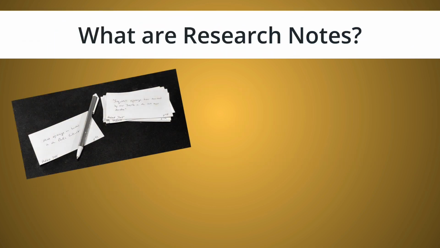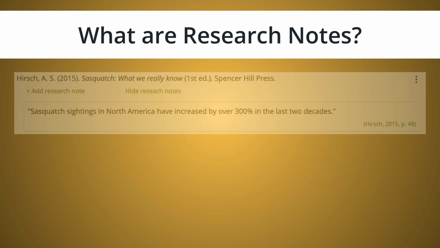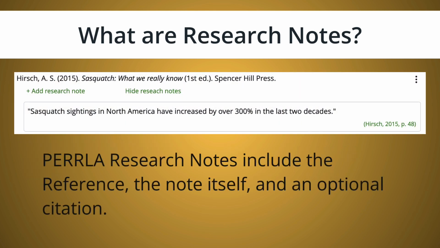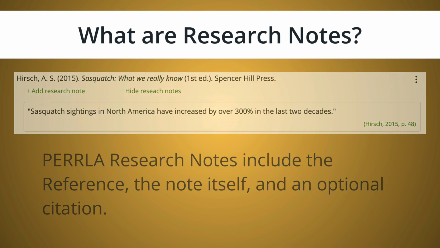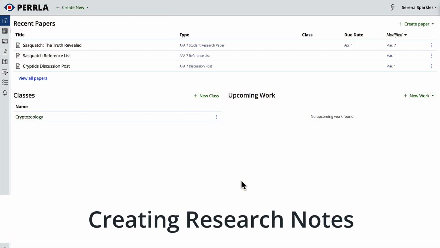When I was in school, I would create notes with index cards for each reference I was going to use in a paper. Each note would include some text that I thought was particularly helpful, a line about which reference the note was in, and a citation for where I found that text. Research Notes in PERRLA Online are similar, except they're digital, which means they can't get lost or destroyed by the dog. Let's actually create some research notes so you can see what I mean.